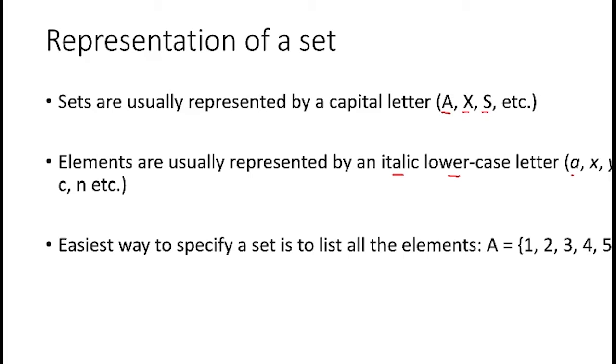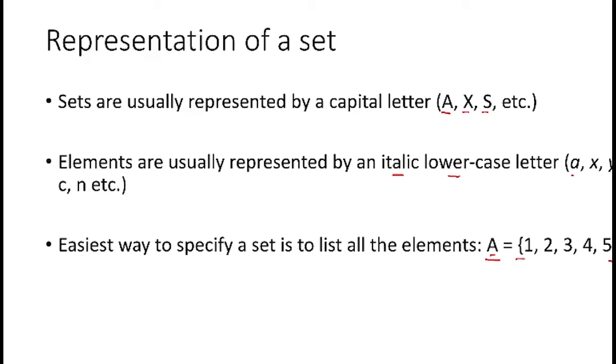One of the easiest ways to list the elements is: set A is equal to curly brackets, and inside the curly brackets you take the numbers 1, 2, 3, 4, and 5. This is a very good method for a finite number of elements.